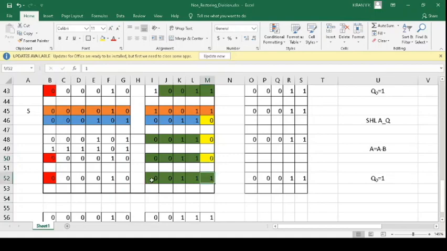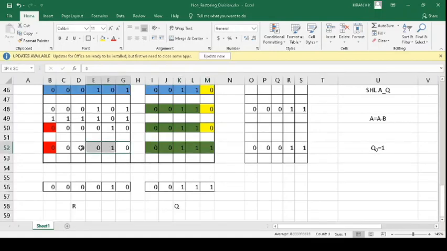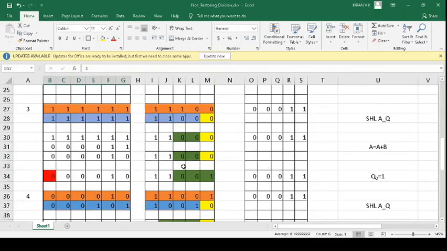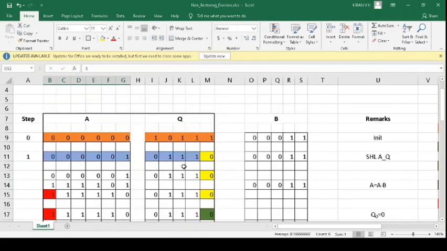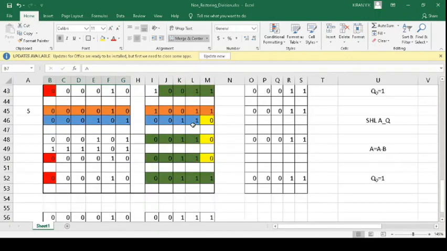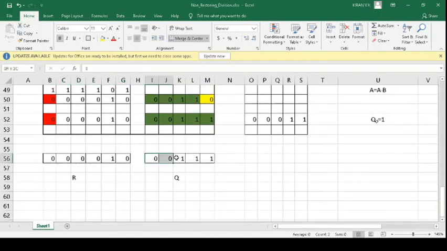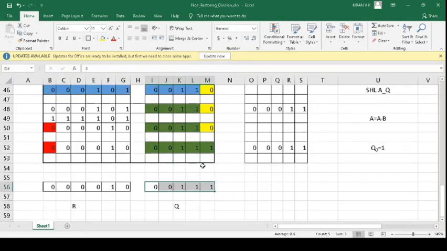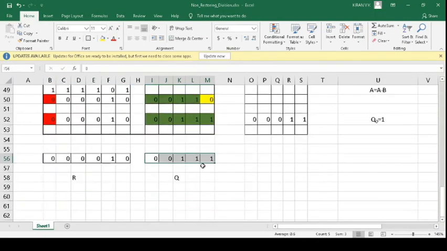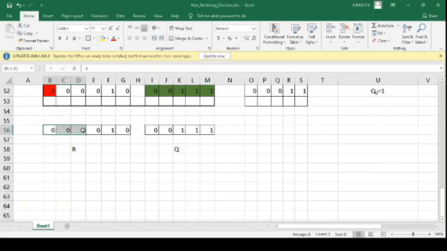Now we have got all the bits of our quotient and all the bits of our remainder too. So according to the non-restoring division algorithm, your quotient was supposed to be in Q and remainder was supposed to be in A. Just like that, we have got our quotient in Q, which happens to be 7. Alright, and your remainder we got in A, which happens to be 2. Okay.